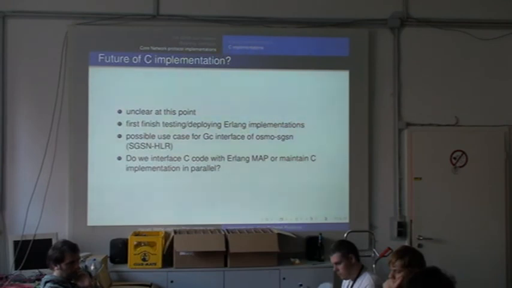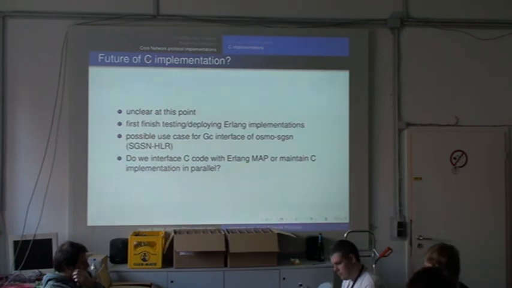But we still need to speak TCAP or MAP to talk to the HLR. So either we have the SGSN in C and some kind of interface into Erlang to use the Erlang implementation, which I think looks like crap, I mean, it doesn't combine well. Or we have that libosmo-tcap in C that we can use from the SGSN, but yeah, nobody knows what will happen.